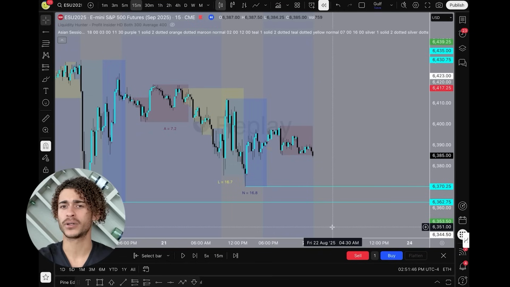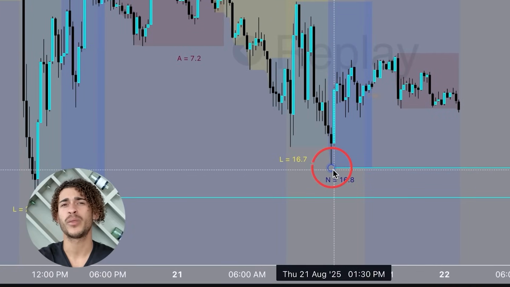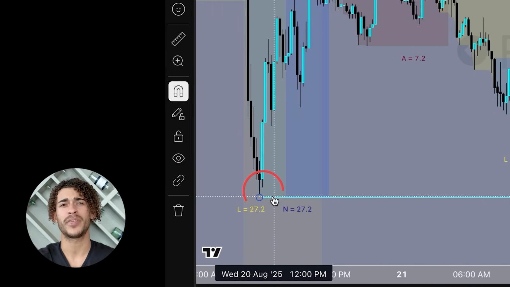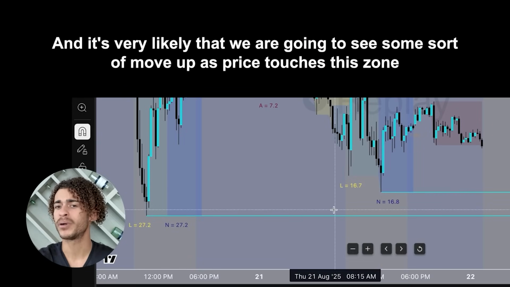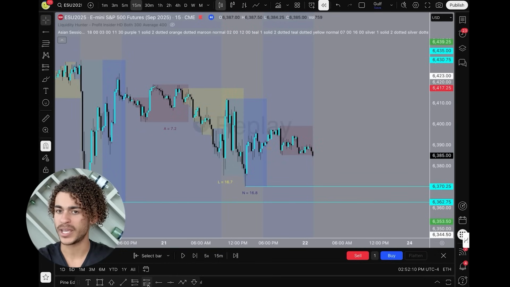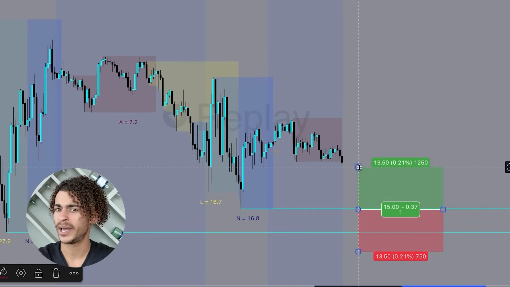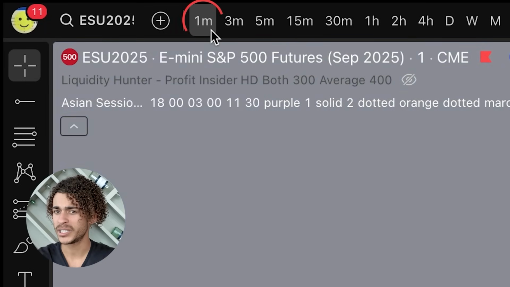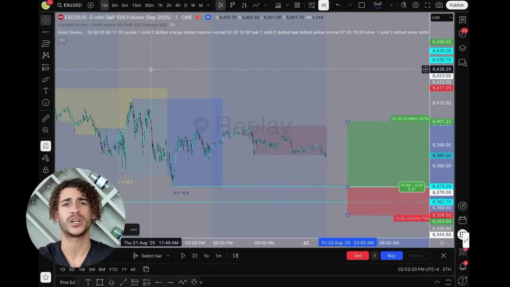All we are doing is we are looking for untested session lows. Right here, we have an untested New York low, and then we have another untested New York low right there. When we have two lows that are right next to each other, that actually means that this whole area is going to act as a zone of demand, and it's very likely that we are going to see some sort of move up as price touches this zone. Knowing this, I'm going to go ahead and plan to take a long position when price hits my zone, and I'm actually going to go down to the 1-minute time frame so that I can see exactly how price is reacting with my levels to make sure that it's a trade that I want to be in.